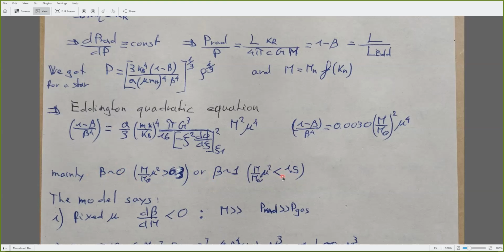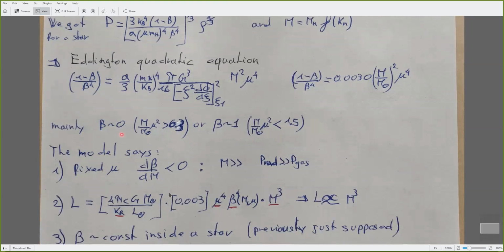And we see that essentially the value is mainly either gas or radiative. That means that just for a small range of mass do you have the gas and the radiative pressure comparable among them. Usually it's mainly the gas that gives the pressure, or mainly the radiation.